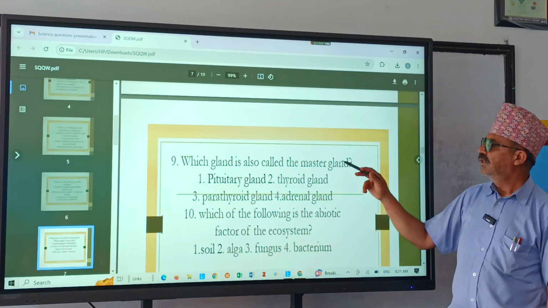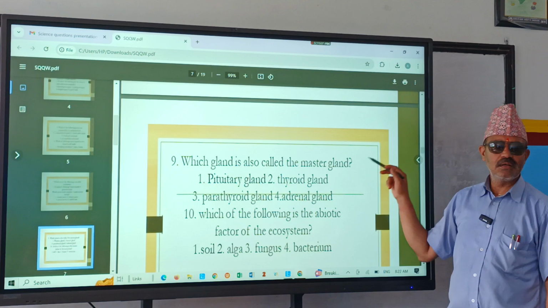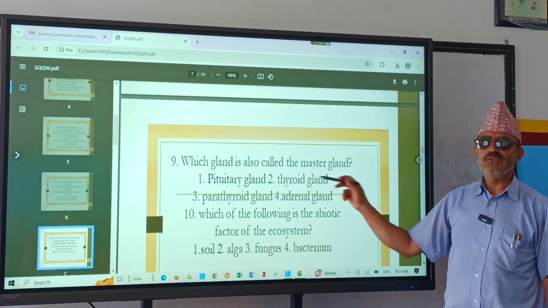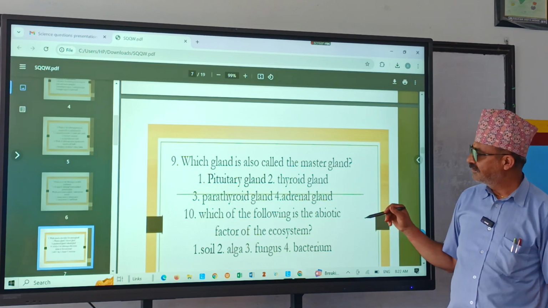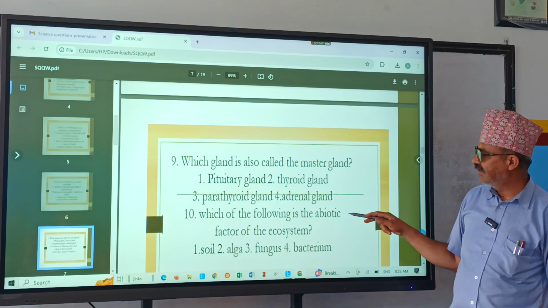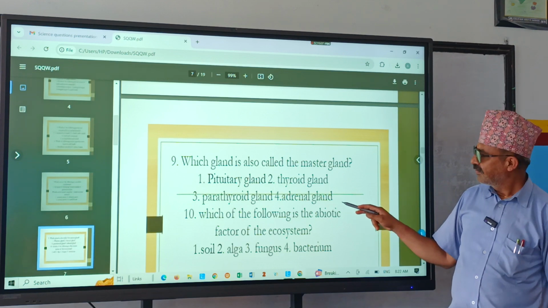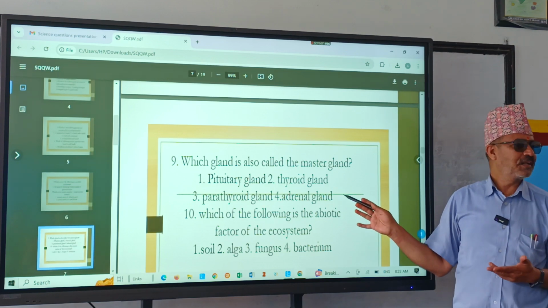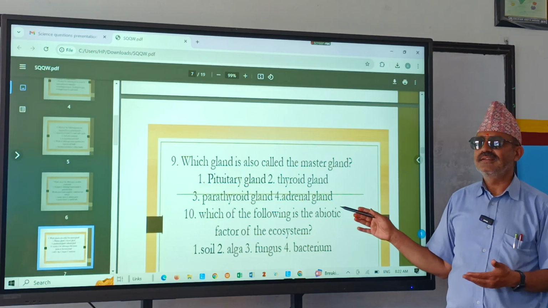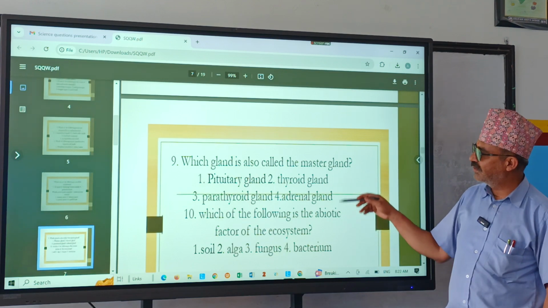So question number 9. Which gland is also called the master gland? Pituitary gland. And which gland is also called the gland of emergency? Adrenal gland. Which gland is also called heterocrine gland? Pancreas. I think they are not given here, right? So, which gland is exocrine gland? Exocrine gland is not given here. These all are endocrine gland. They produce hormones, and the hormone is secreted directly mixed with blood.